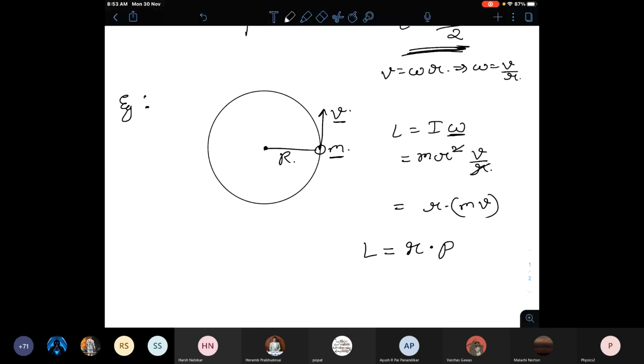If you try to represent it as a vector, L vector is equal to R cross P vector. In vector form, it becomes R cross P, or R into P if you are writing the magnitude. RP sine theta. In most cases, momentum and R vector are perpendicular to each other, so sine theta becomes 1. Sine 90 is 1. So in most cases, R cross P comes out to be RP only. So angular momentum's other formula is R cross P.